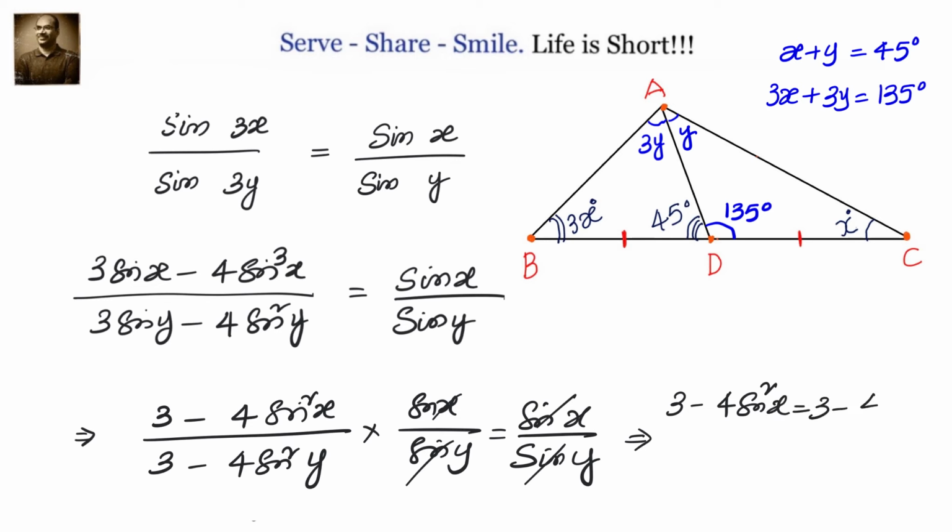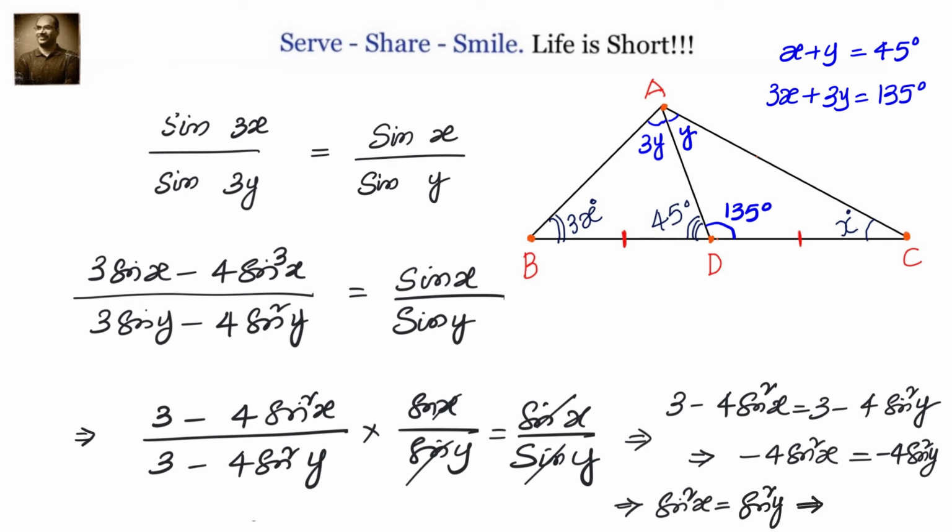We can clearly see that x equals y, but we will just write a couple of steps. We will cancel 3 on both sides. We will have minus 4 sine square x is minus 4 sine square y, or sine square x equals sine square y, or sine x equals sine y. Sine x equals sine y gives us x equals y. So we finally understood that x equals y.